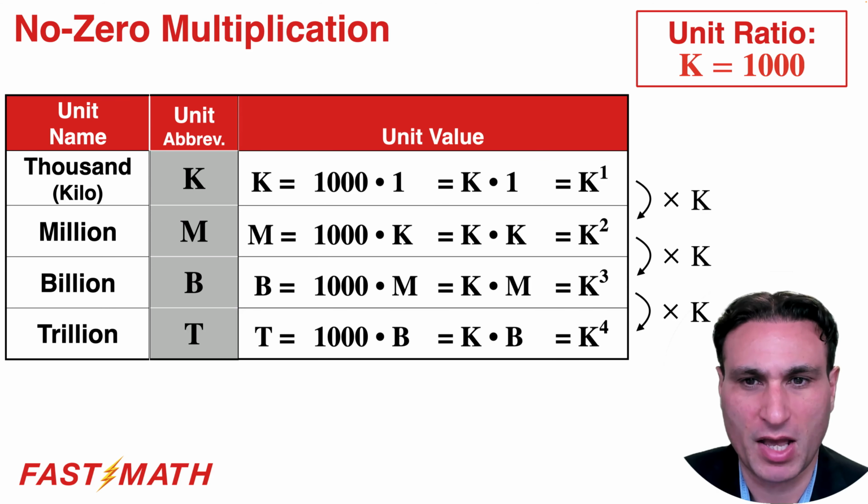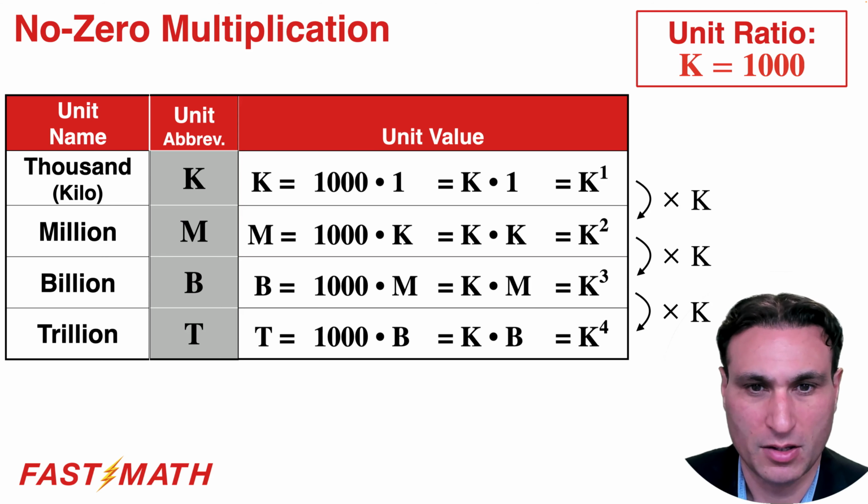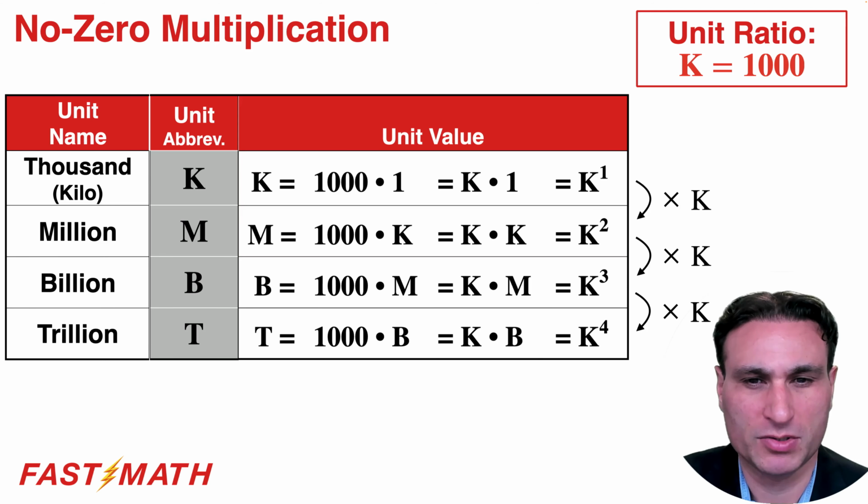Because the exponent of k is increasing by 1 with each larger unit, each unit value is 1,000, or k, times the next smaller, or previous unit value. In general, next unit means the next larger unit, and previous unit means the next smaller unit. So here are patterns in how this table is arranged.